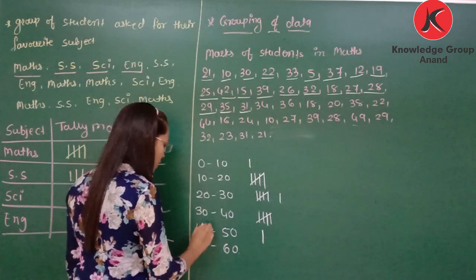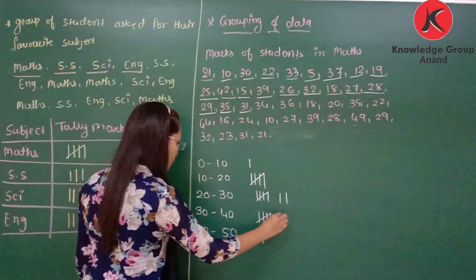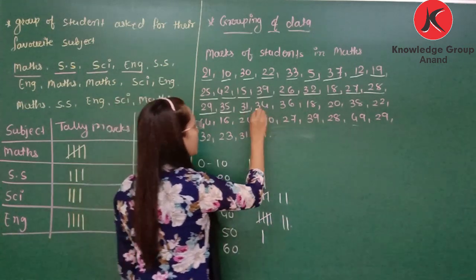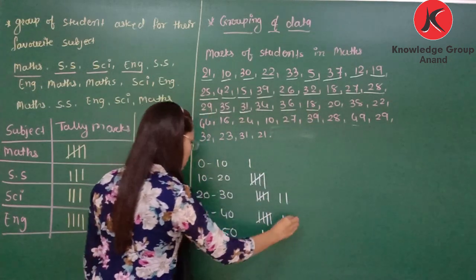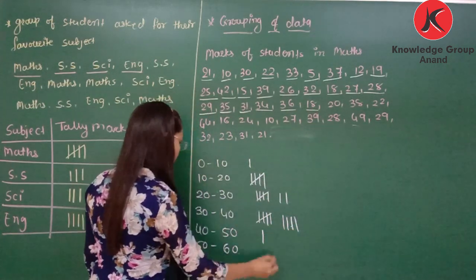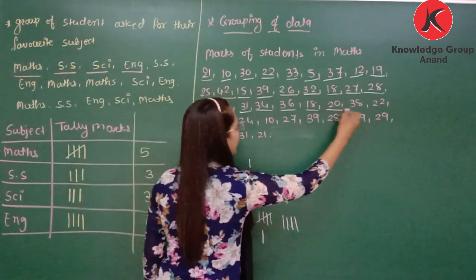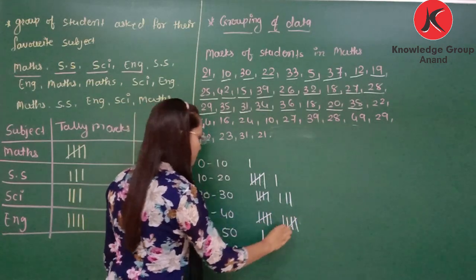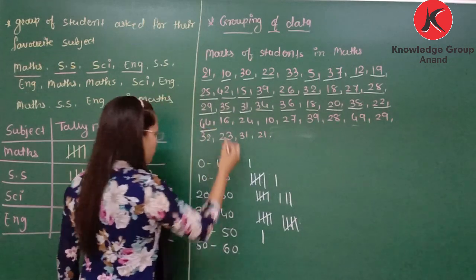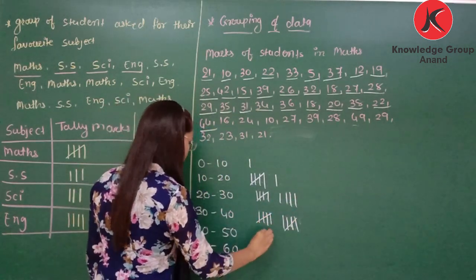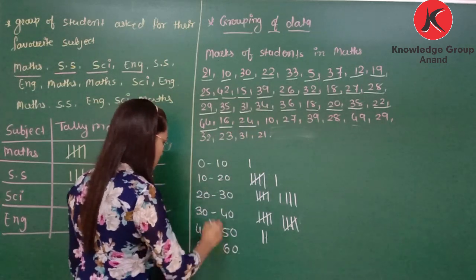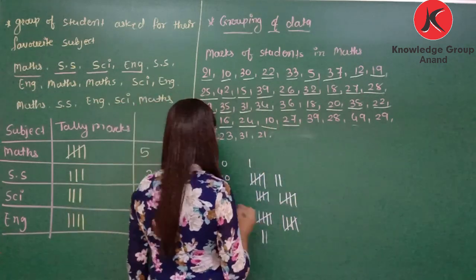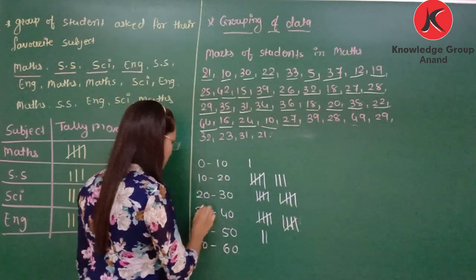So 29 will be here. 35 will be here. 31 will be here. Now next one. 34, 36 and 18. 20, 30. 22, 44. 16, 24. So 16 is here and 24 will be here. 10, 27. So 10 is here. 27.